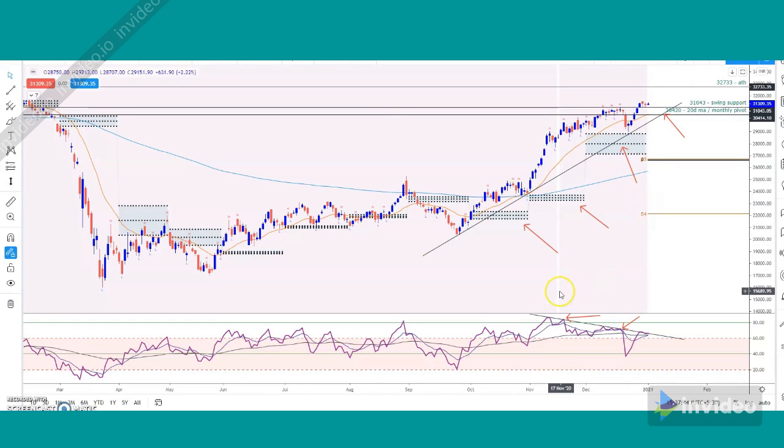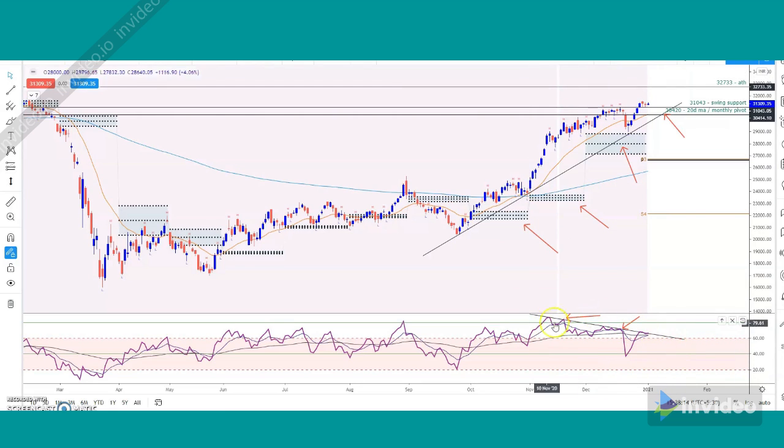However, if you see the momentum indicator, which is nothing but the relative strength index, you can see a strong bearish divergence, which is nothing but the RSI is forming lower lows, whereas the price is forming higher highs. However, this does not mean that the overall price structure is bearish.